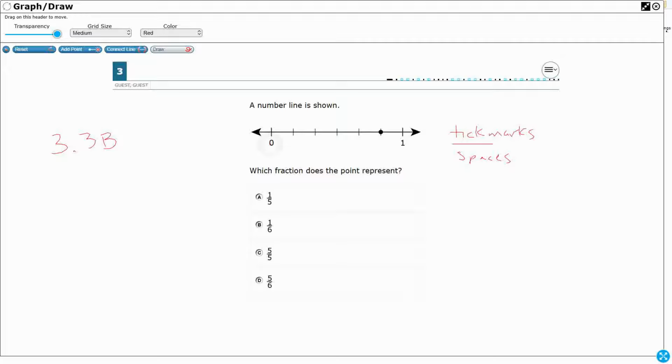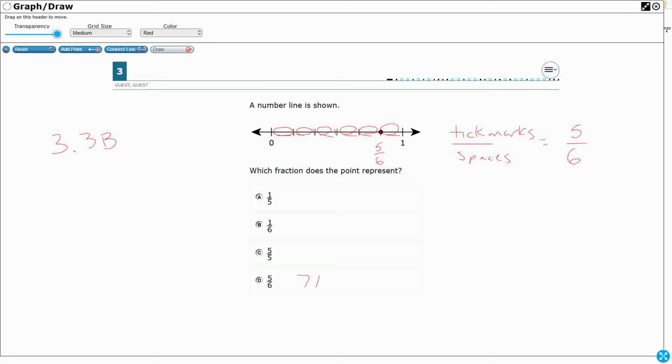If we start at 0, I've got 1, 2, 3, 4, 5. And then spaces: 1, 2, 3, 4, 5, 6. There are 6 spaces. 5/6 is almost one whole. That makes sense that it's close to the end because 5 is almost 6. And so we've got our 5/6, and that's really all we're doing on this one.